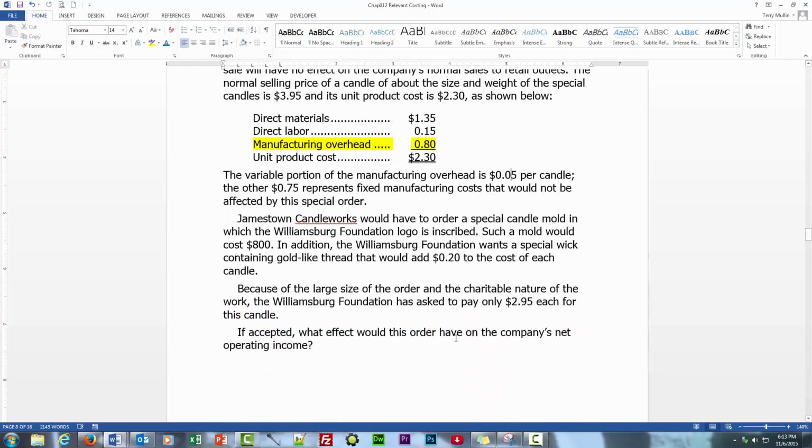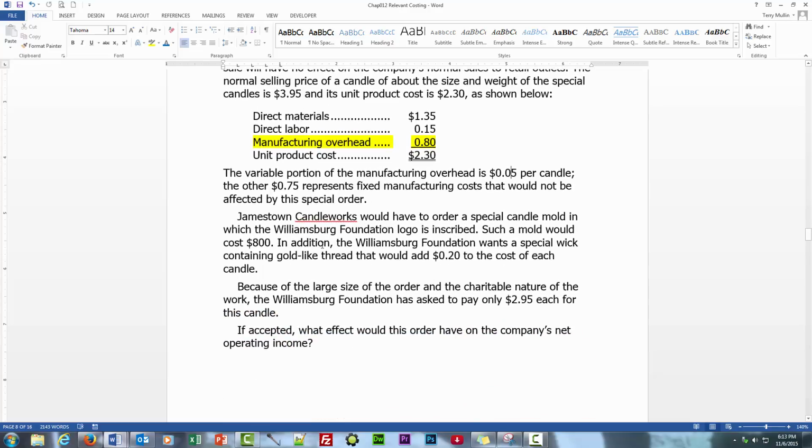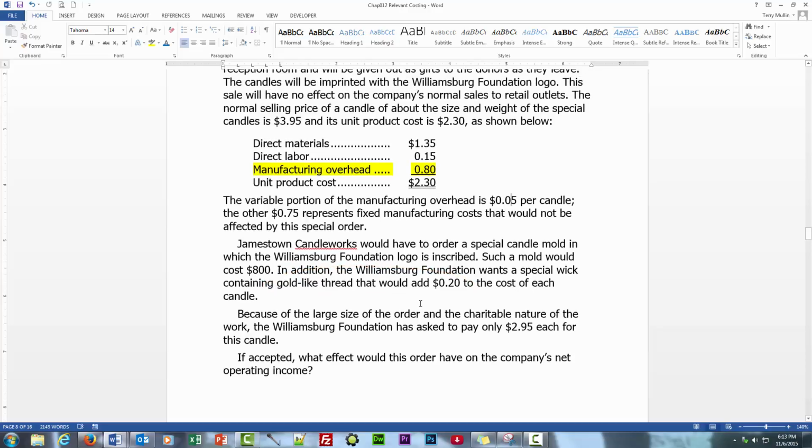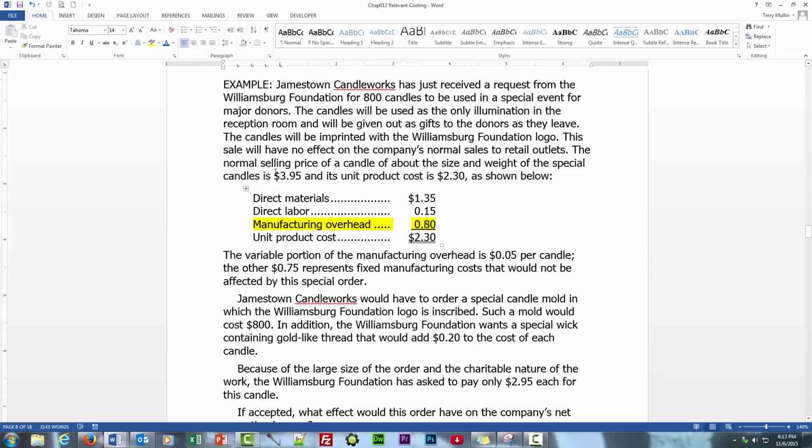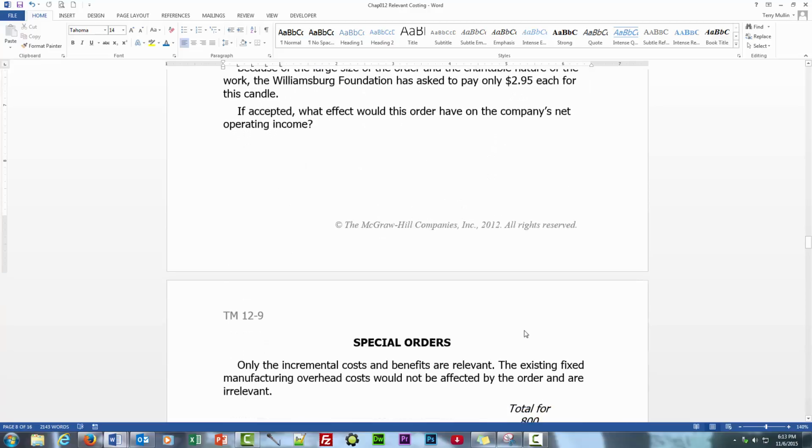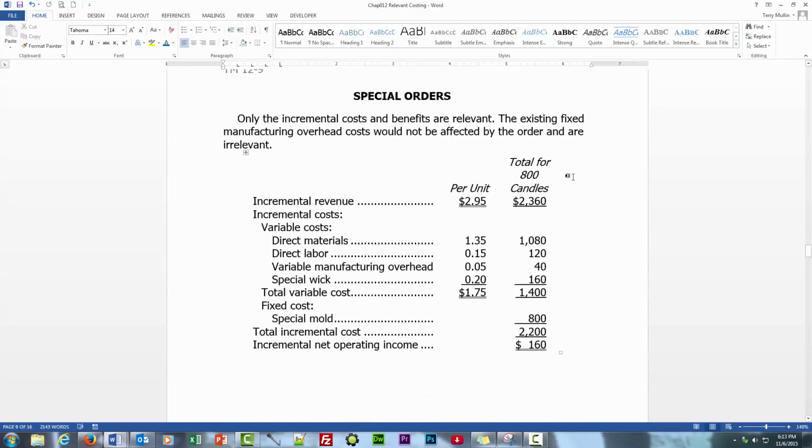In addition to this, they have to buy a mold that's got the foundation's logo inscribed on the inside, which is $800. And then an additional feature they want is to add a gold-like thread to the wick, which is going to cost 20 cents. And they're saying they only want to pay $2.95 when up here that same candle they normally sell for $3.95. So the question is, should they make it? So we have to run the numbers. So here are the numbers. If we're going to sell this candle for $2.95 and they want 800 candles, the inflow of cash is going to be $23.60.